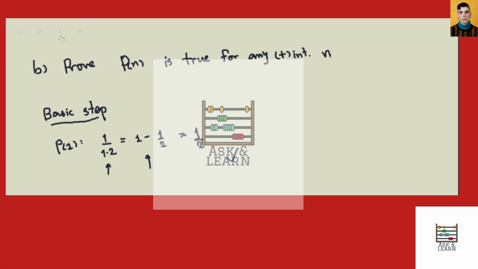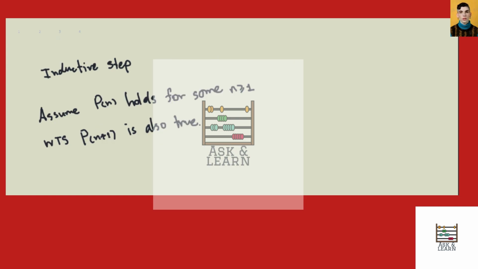Now on to the next, the inductive step. We assume that P of n is true for some n greater or equal to 1. Then we want to show that P of n plus 1 will follow from that. So we want to construct the new statement using the old one somehow. And we can do that.